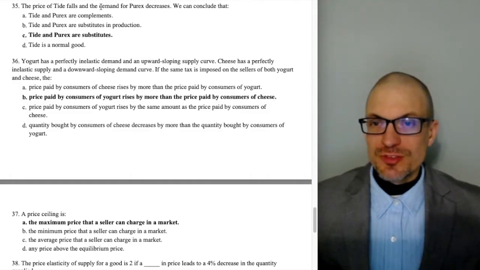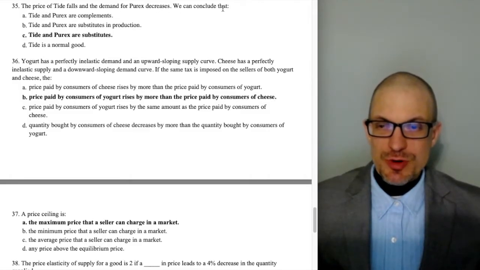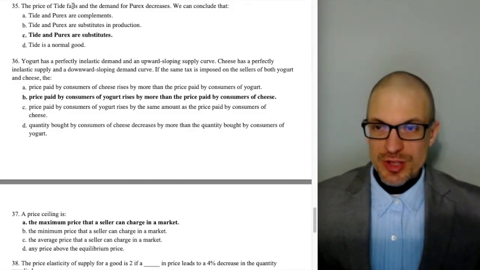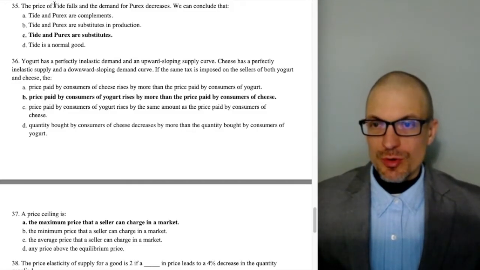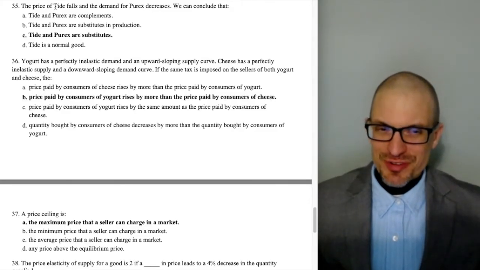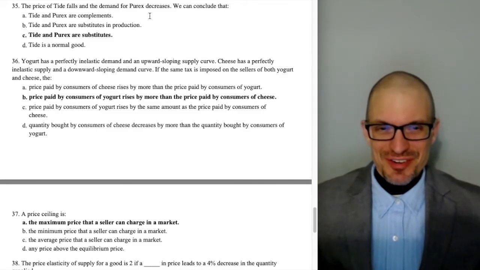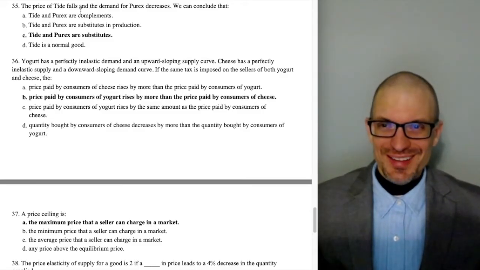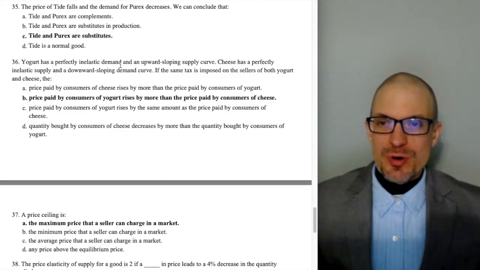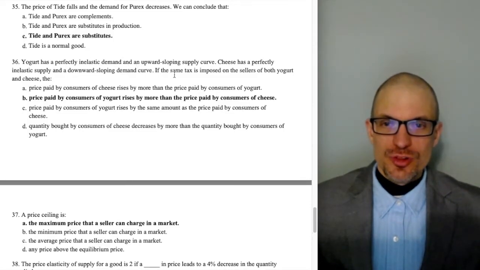Anyway, so if the price of Tide falls and the demand for Purex decreases, what do we conclude? This is the same thing as before. Price of good one falls. What we're going to expect is an increase in quantity demanded for good one. The demand for good two decreases. It's because they're buying more of good one. So they're substitutes. Right?